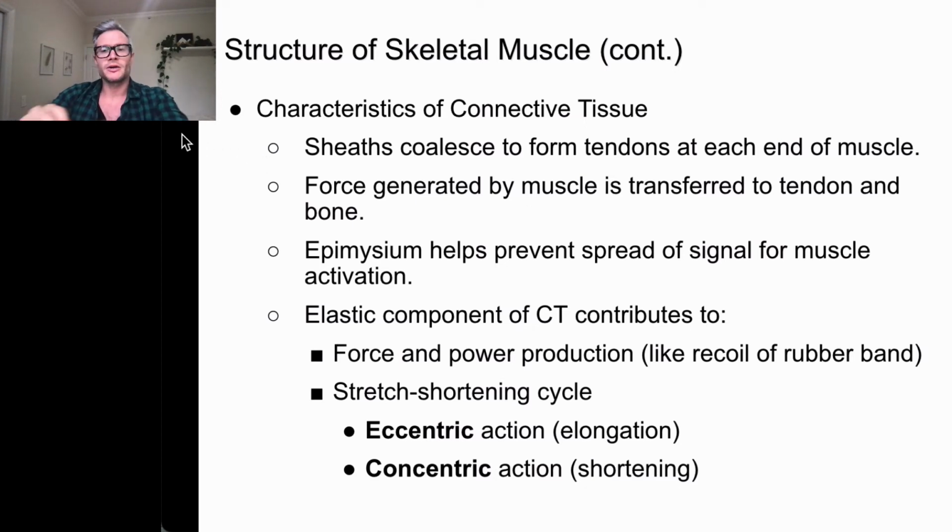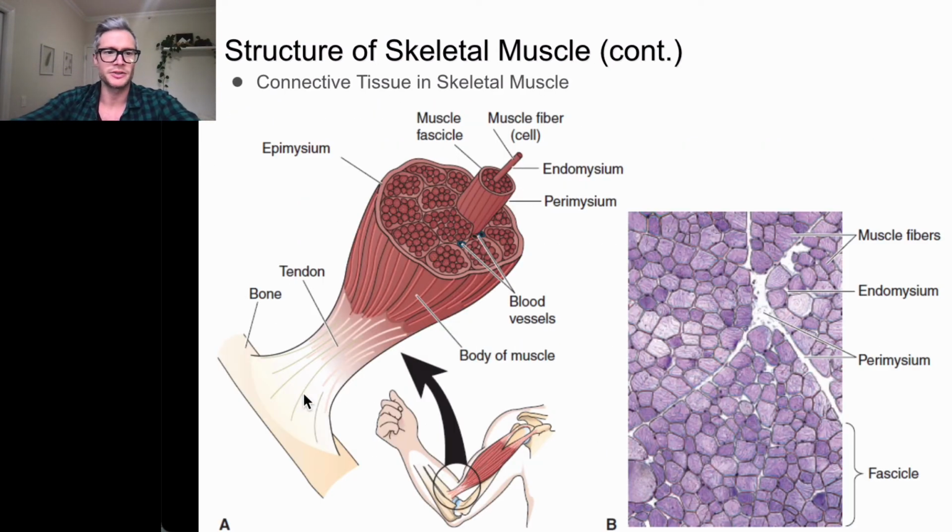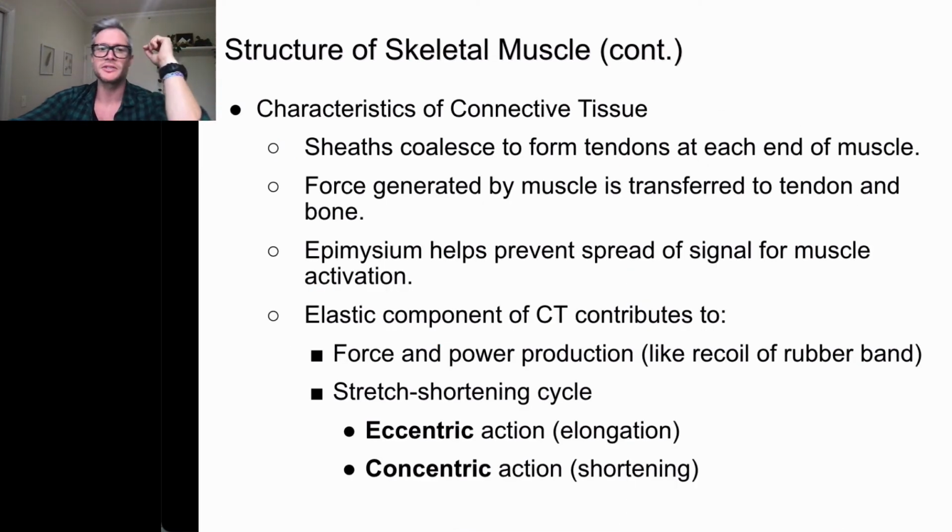Ultimately they are connective tissue, which again is stronger, more robust tissue, and they coalesce, which means they collect to form tendons at the end of each muscle. As you look here, it's this whitish tissue towards the end of the muscles. They attach to bone, and as I mentioned, they're really important for transferring the force generated from muscle to bones, and they act like a little shock absorber between the two. Okay.